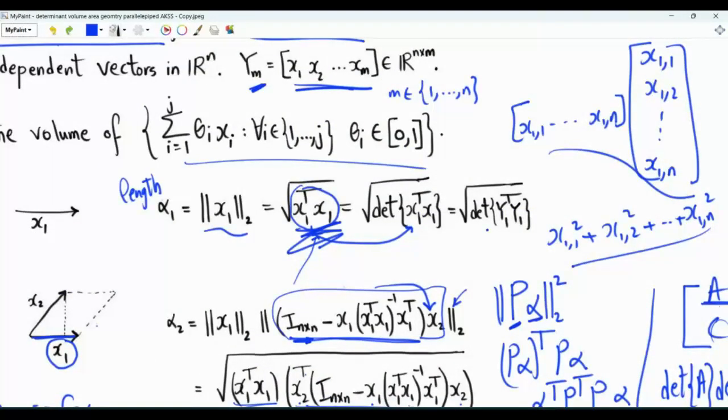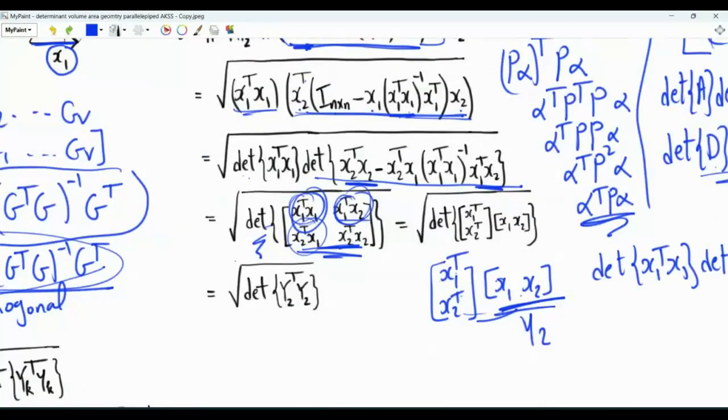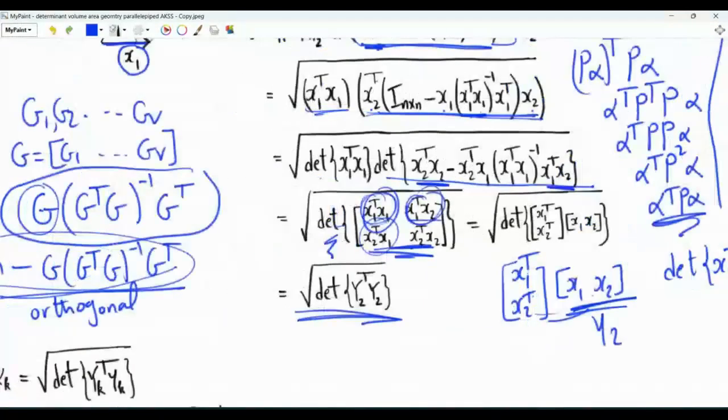We are now done with the simple cases in which we have used x1 alone and then x1 together with x2. We have obtained, if we use x1, that the volume is the square root of determinant y1 transpose y1. And when we have used x1 and x2, we get this result.